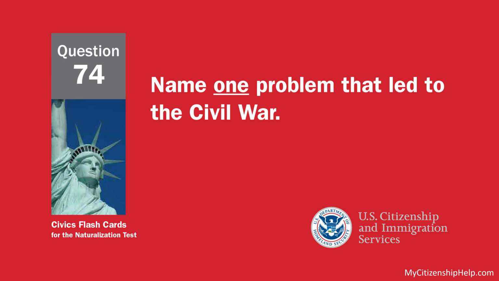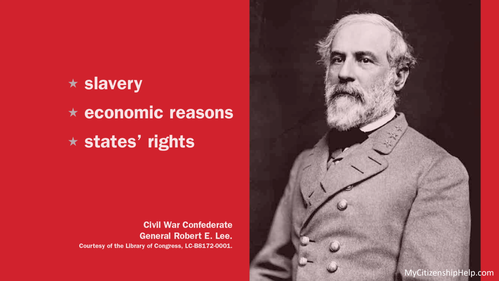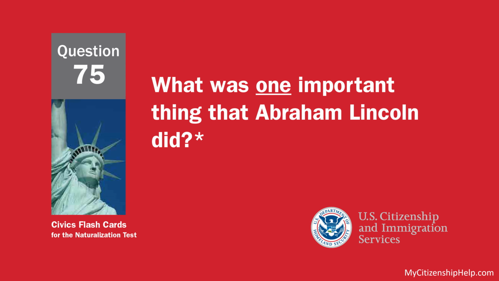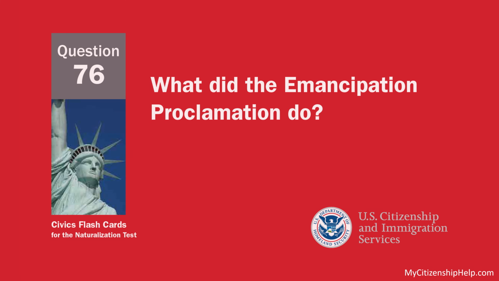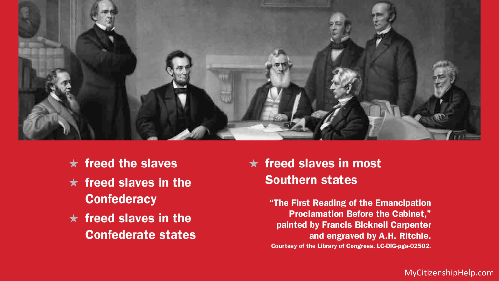Name one problem that led to the Civil War. Slavery. Economic reasons. States' rights. What was one important thing that Abraham Lincoln did? Freed the slaves, Emancipation Proclamation. Saved or preserved the Union. Led the United States during the Civil War. What did the Emancipation Proclamation do? Freed the slaves. Freed slaves in the Confederacy. Freed slaves in the Confederate States. Freed slaves in most Southern states.